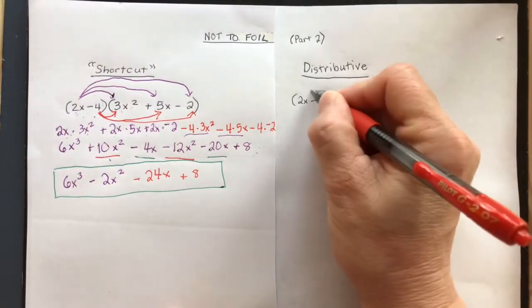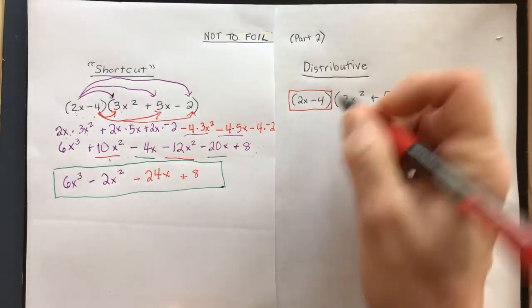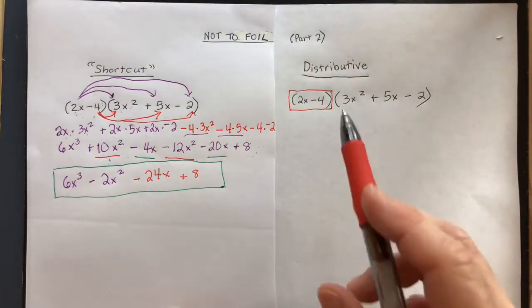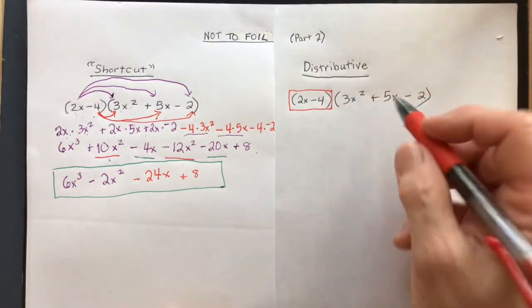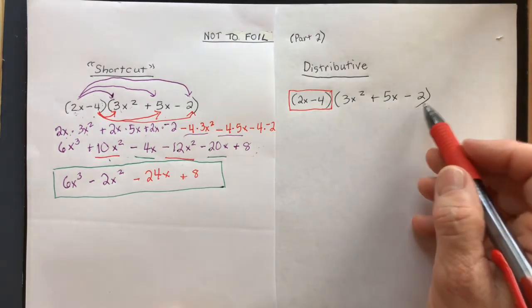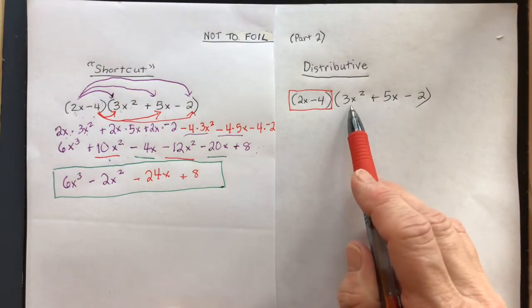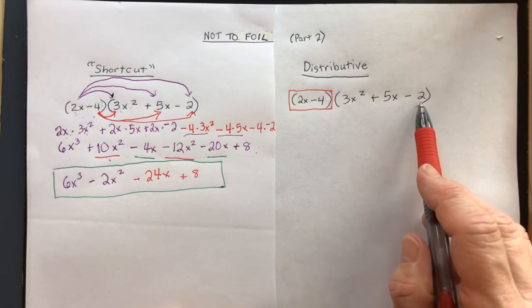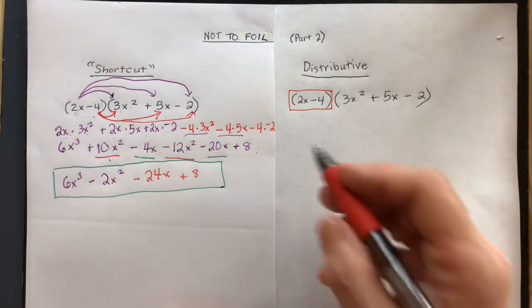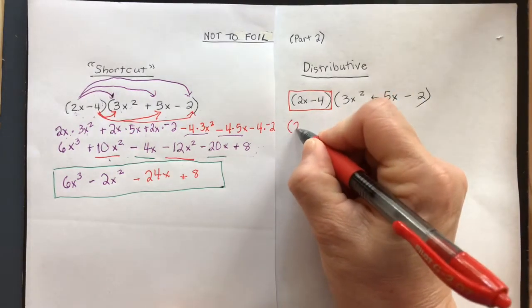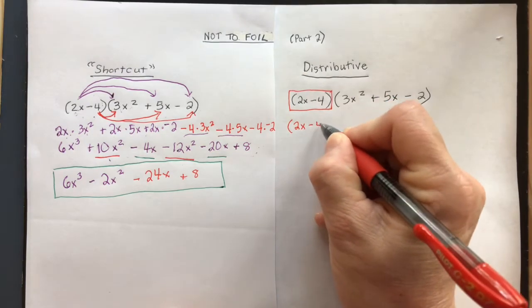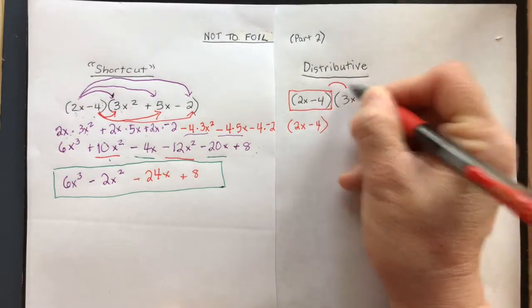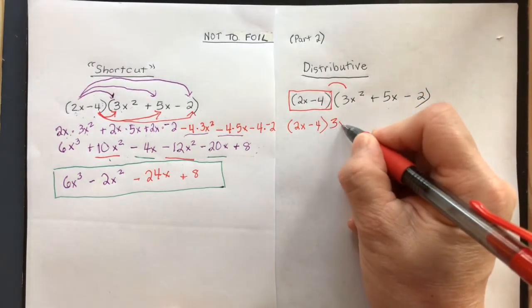First, I'm going to take my first polynomial. It has two terms, so we call it a binomial. And I'm going to multiply it by everything in the next polynomial. So I'll multiply it by the 3x squared, the 5x, and the minus 2. So I'll take 2x minus 4, and I'll multiply it by this first term, 3x squared.